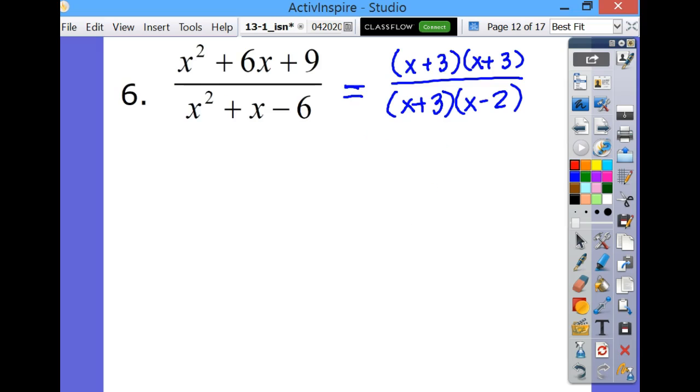And that's what you get when you factor it. And next, you can cancel out the x plus 3's. I don't know why I canceled those, but anyway, that's fine. And so what's left over? That is your final answer. Number 6.